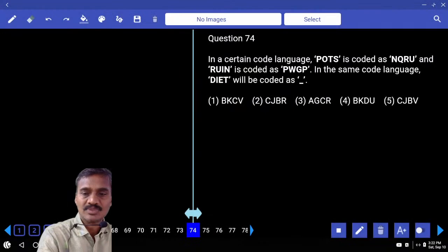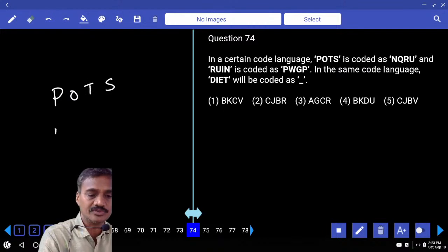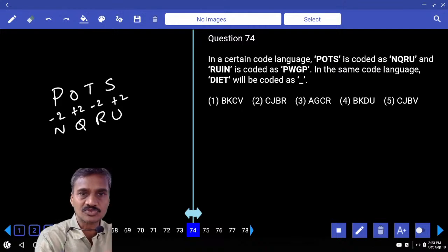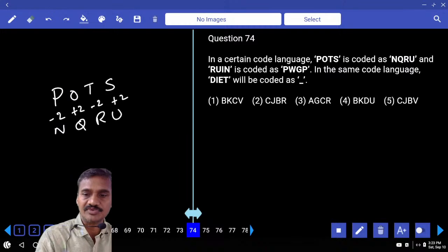74. Now in a certain code language, the word POTS is coded as NQRU. Pots is NQRU, and P and N, what is the difference we have? -2. O and Q, +2. T and R, -2. And S and U, +2. -2, +2, -2, +2.